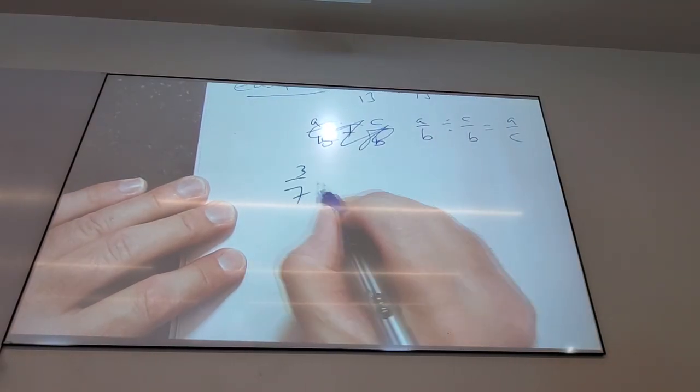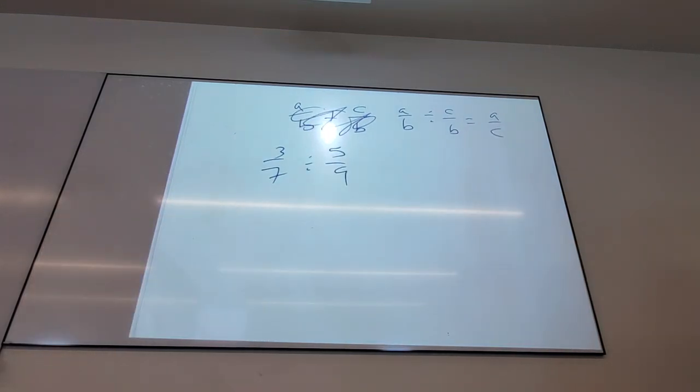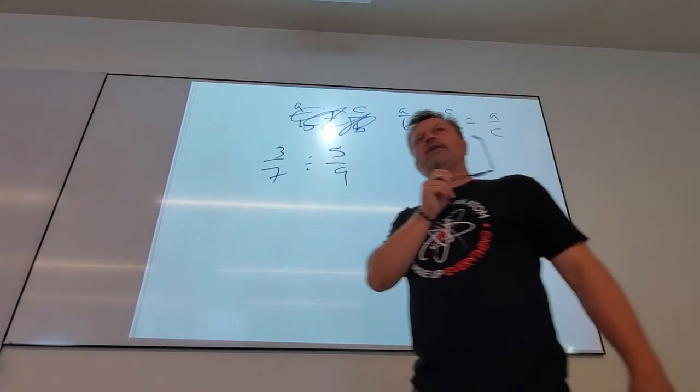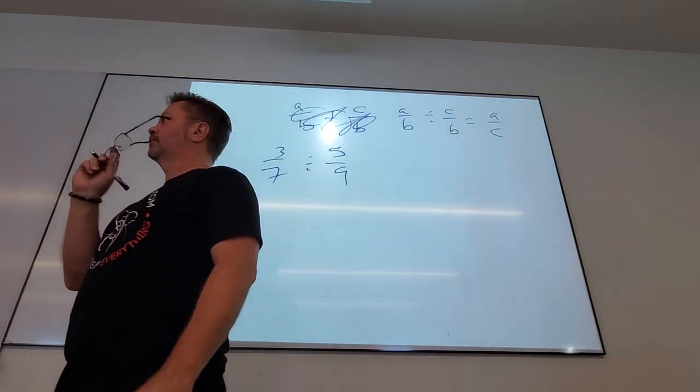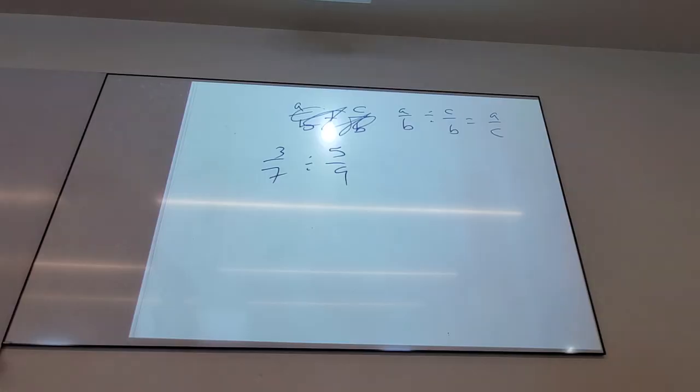So what if I had 3/7 divided by 5/9? Do they have the same denominator? No. Can we make them have the same denominator? We have that power. Can I build them up so they have the same denominator? Yes, totally. Are 7 and 9 relatively prime? Do 7 and 9 share anything?